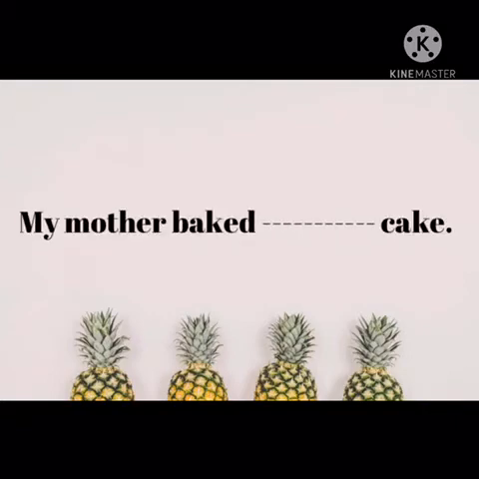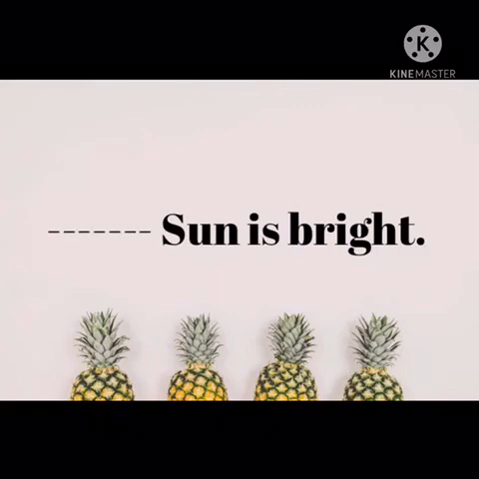The next is my mother baked dash cake. Now we use the article a because the word cake starts with consonant, that is C. Next is dash sun is bright. Here we use the because sun is a specific name. Okay, so with specific noun we use the article the.